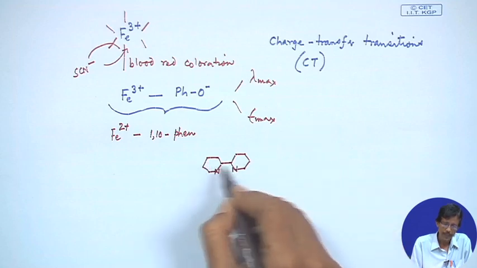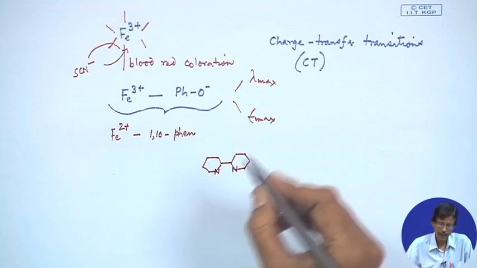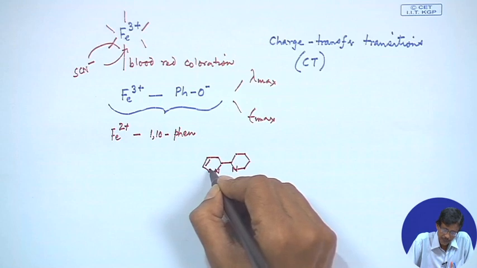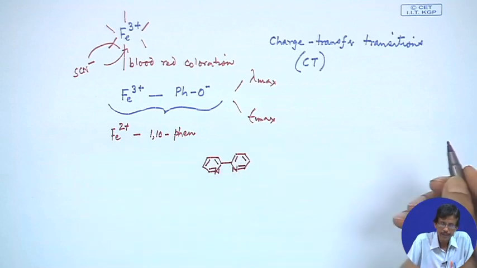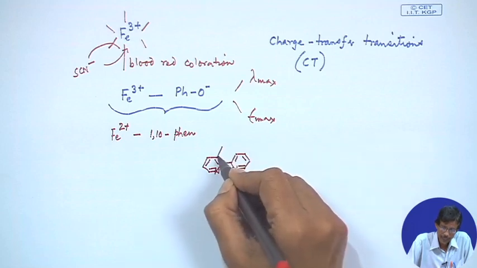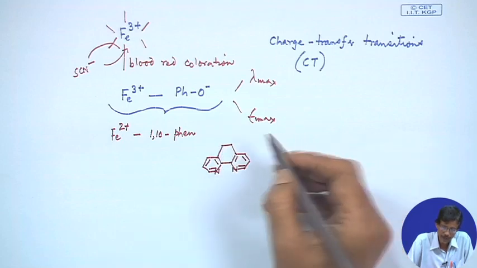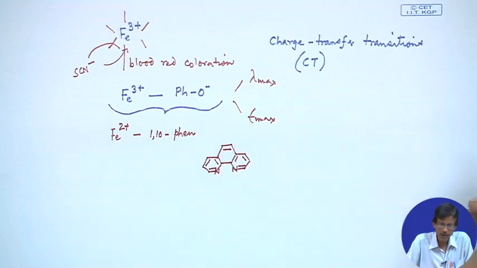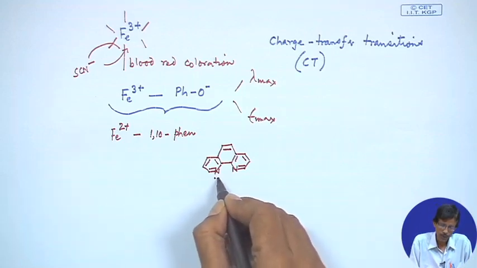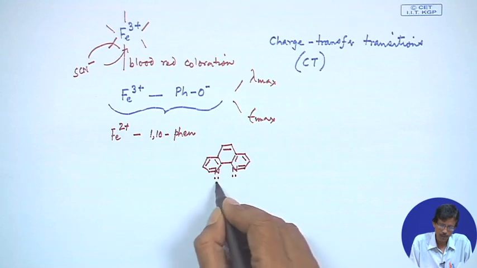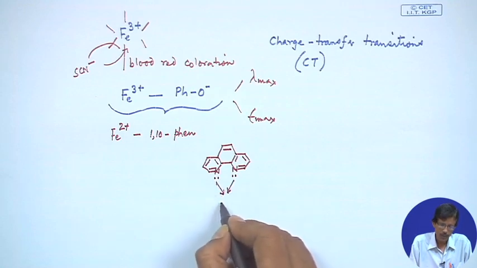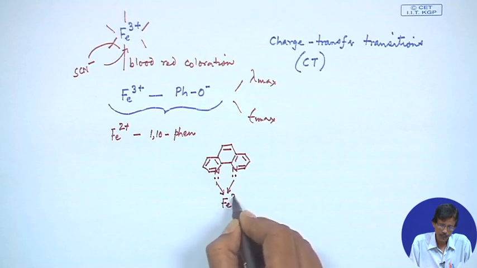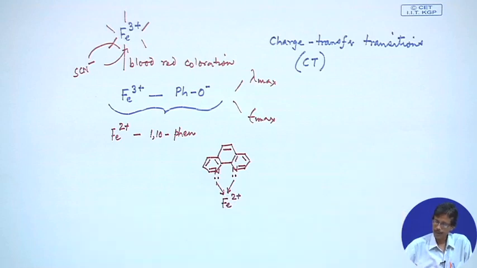So, these are the pyridine rings. When these two pyridine rings are attached, we get what is known as bipyridine. But if a third ring is there, we get an orthophenanthroline or 1,10-phenanthroline group, and through these two nitrogens you have the lone pair of electrons.